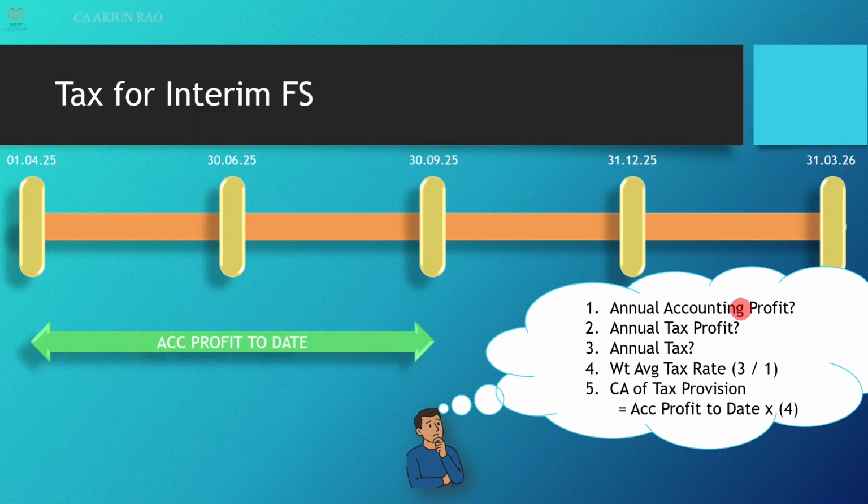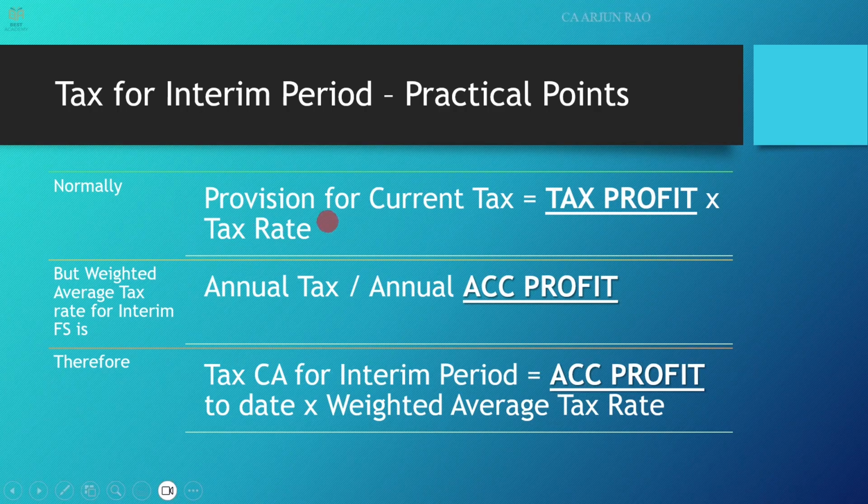Therefore, the carrying amount of the tax provision should be the accounting profit to date into the weighted average tax rate. If we are at the end of the second quarter, whatever is the accounting profit for the first 2 quarters into the weighted average tax rate. Normally the provision for current tax is tax profit into tax rate, but here we are doing accounting profit into weighted average tax rate. That is because we are calculating the weighted average tax rate as a percentage of the accounting profit. That is why we make this slight adjustment.